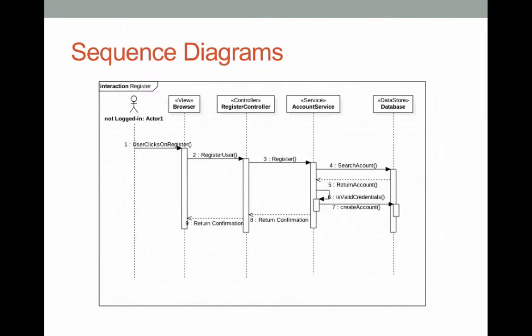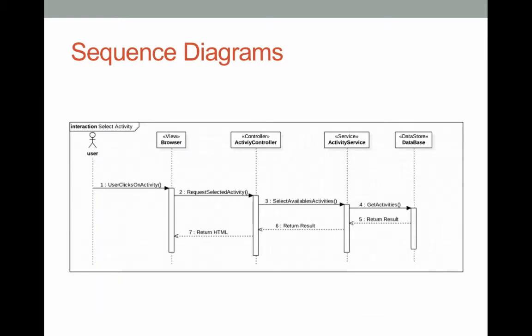The next sequence diagram is register. The user clicks on register, then it takes him to the register view. Then the database is going to search if we have that user already, and then it's going to validate the credentials. When it validates the credentials, it's going to create the account and return the page to the user.